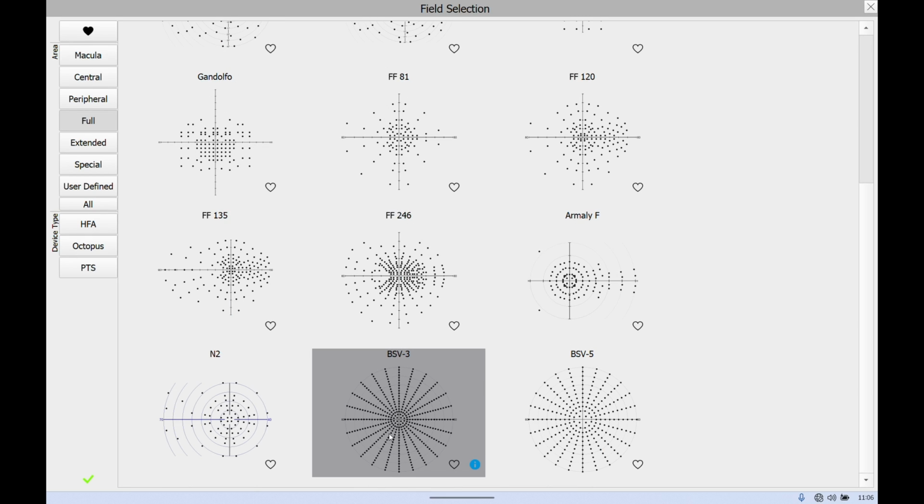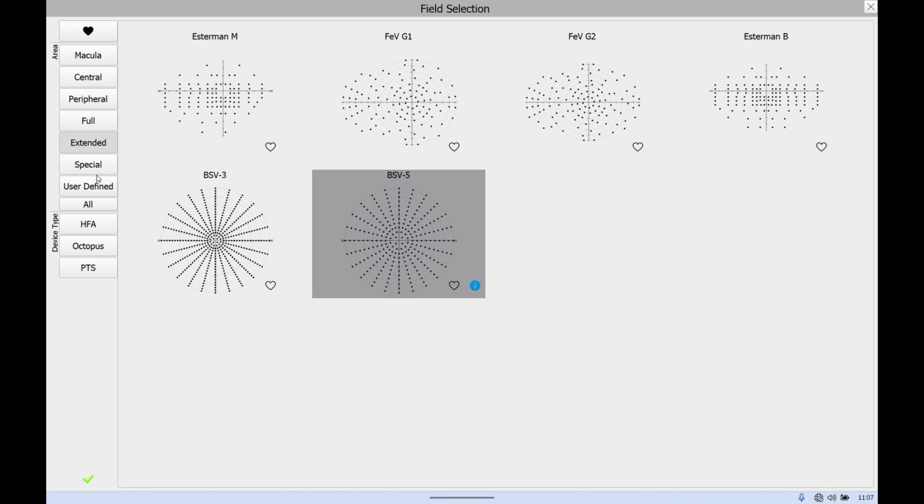We also have the binocular single vision. These are basically very interesting tests, and I think the PTS is the only machine that has them. These are the tests for diplopia. So it's nice. I'll show you the results of the BSV. Next, we have the extended field. The Esterman FFV I've already talked about. BSV, the diplopia. So you can have multiple tests in different categories.